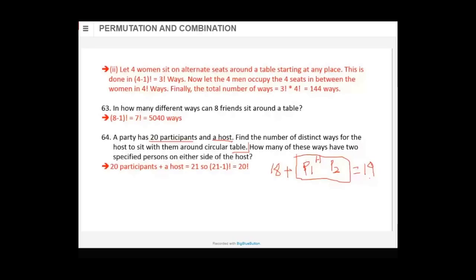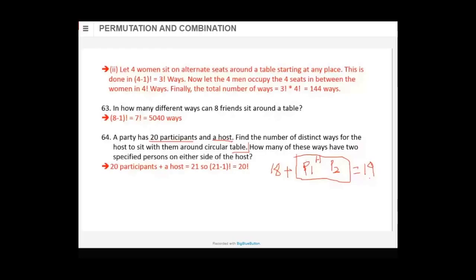अभी ग्रुप कितने का बना है? अपना ग्रुप कितने जन का है? 3 का. So normally आना चाहिए into 3 factorial. But just look at this group. Can the host change his place? क्या होस्ट इधर उधर हो सकता है? तो ग्रुप में 3 जन है, P1, H and P2. Can host change his place? No, because either side चाहिए ना होस्ट के. क्या बोला है? How many of these ways have 2 specified persons on either side of the host? Host cannot change his place.